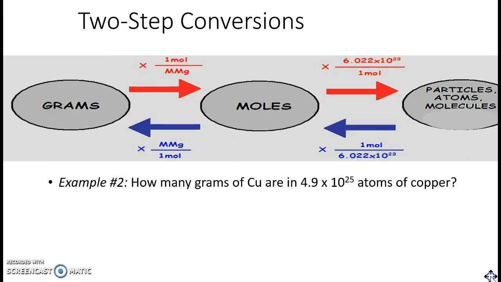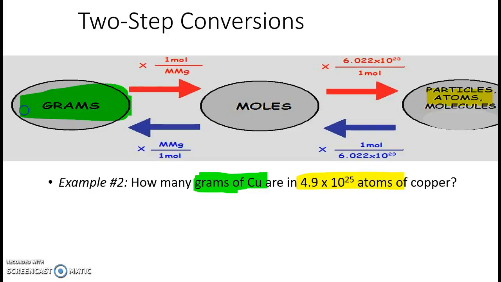So now on to example 2. In example 2, we are starting with atoms. So we're starting right here on the flowchart, and we're asked to find how many grams of copper there are. So we're going to be ending at grams. We're going to follow the blue arrows along the bottom here to find our final answer.